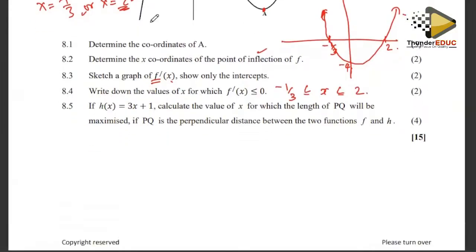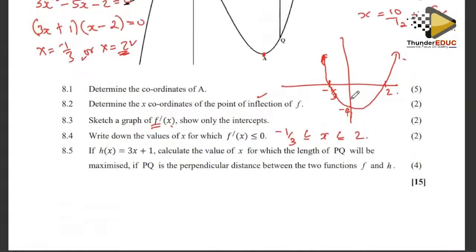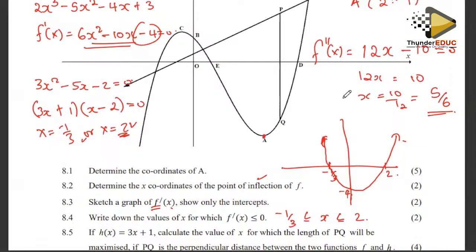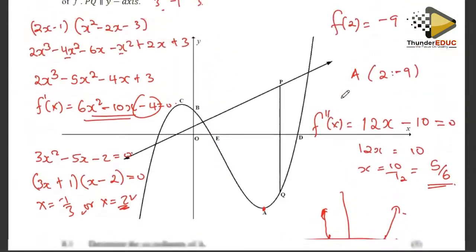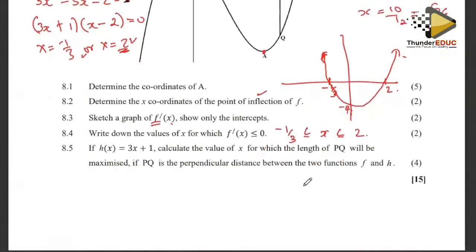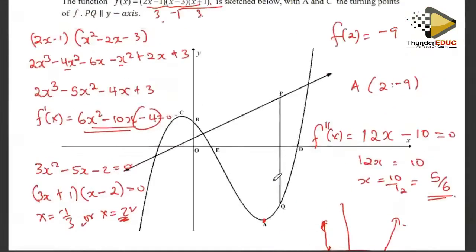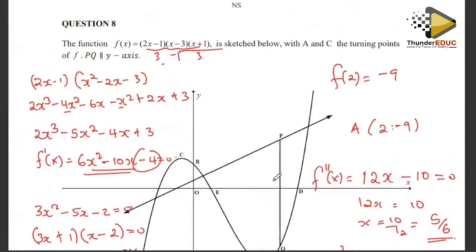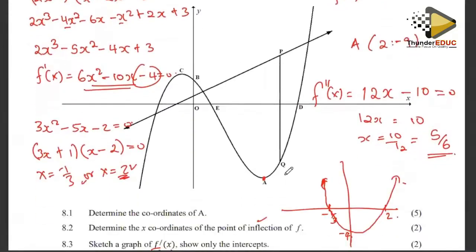Then if h of x is 3x plus 1, calculate the value of x for which the length PQ will be maximized. PQ is the perpendicular distance between the two functions. Oh, so this line is called h.